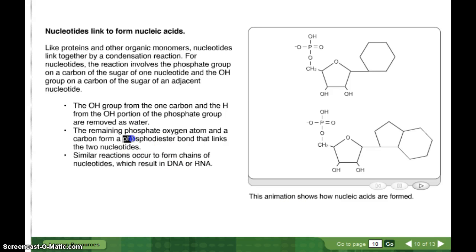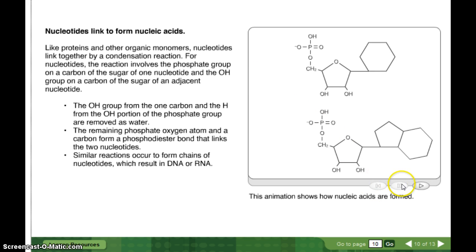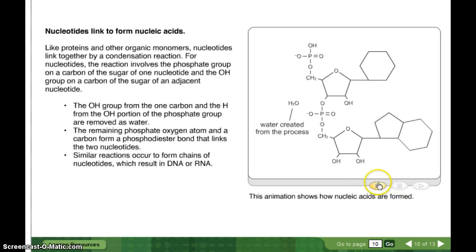phosphodiester. Okay, so phosphorus, di, 2, and then ester. A phosphodiester bond that links the two nucleotides. Similar reactions occur to form chains of nucleotides, which results in DNA or RNA. So they come together, boom, you get a water. Okay, so let's look at that again.